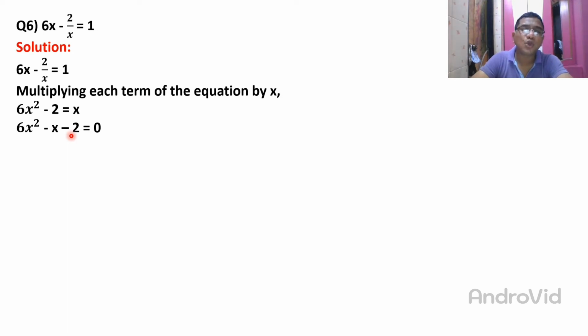Yeah. So the first term coefficient is greater than 1. See, the first term coefficient is 6, which is greater than 1. So that 6 is multiplying to the third term. 6 into 2, 12, so you are getting minus 12.